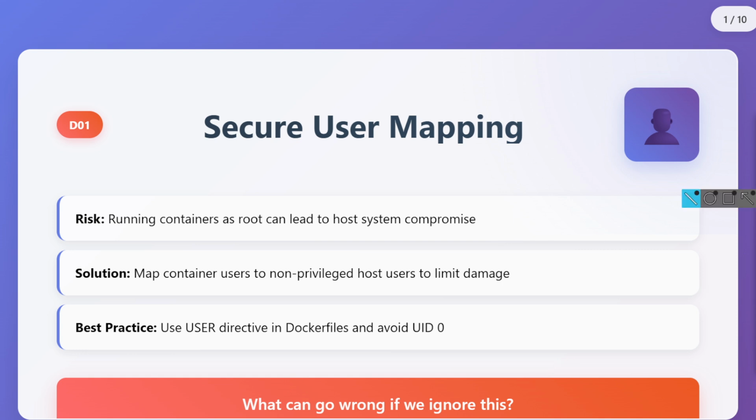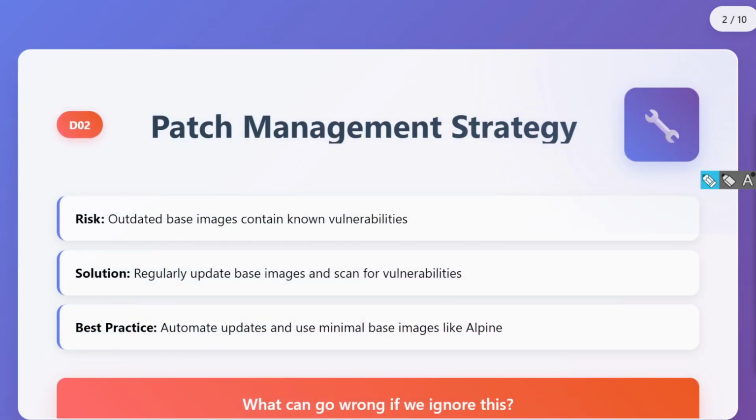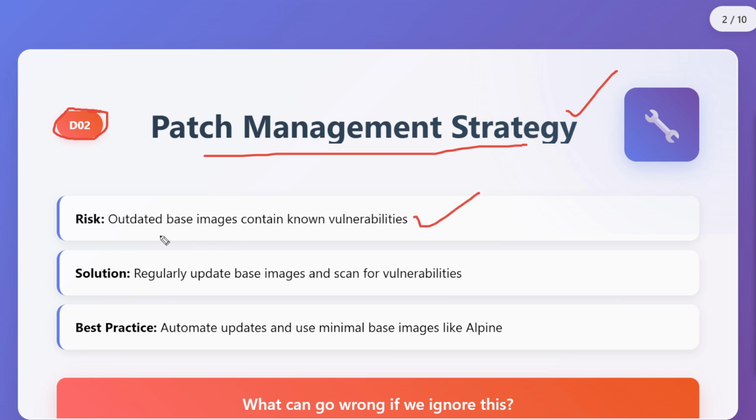Okay, so moving to the next one, that is patch management strategy. This is D02, which is a Docker vulnerability. What exactly was the patch management strategy? The associated risk in this vulnerability was that outdated base images contain known vulnerabilities.